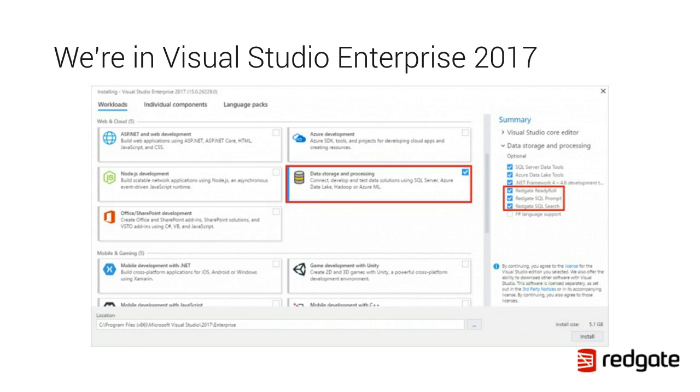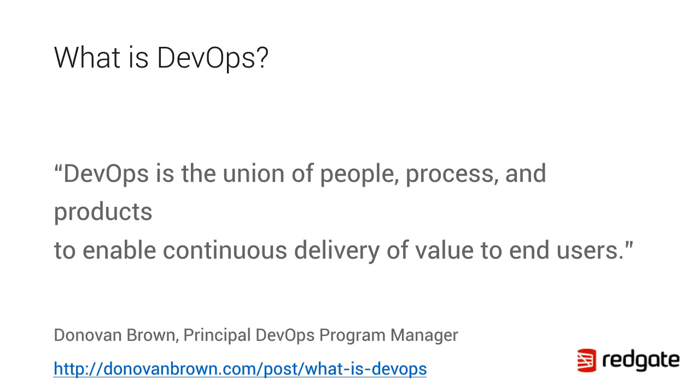Cool. And then let's go to the thing that Tom was slightly ahead of before. So for those of you who haven't come across DevOps before, there's a quote on the screen now. So DevOps is the union of people, process, and products to enable the continuous delivery of value to end users.